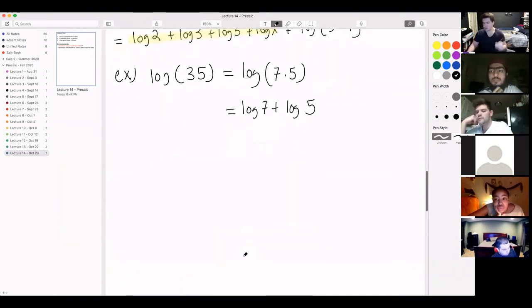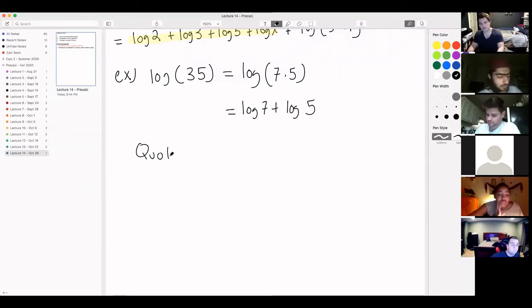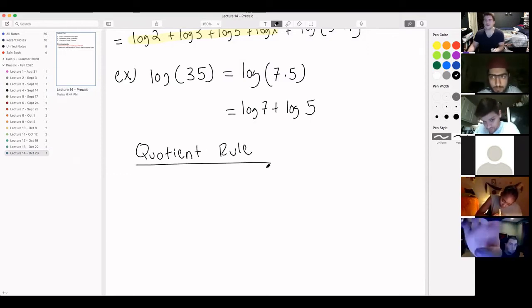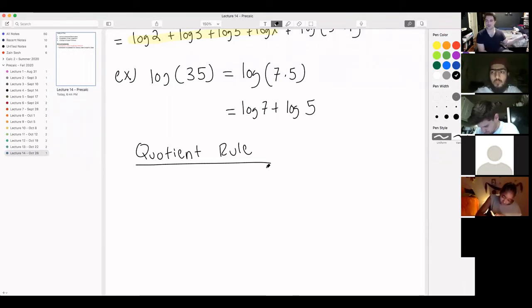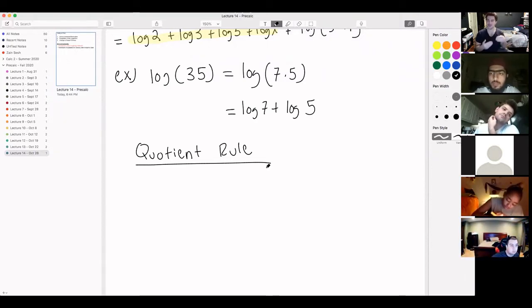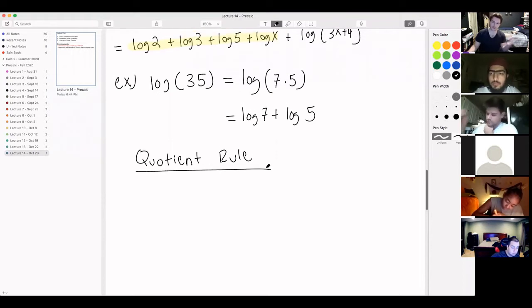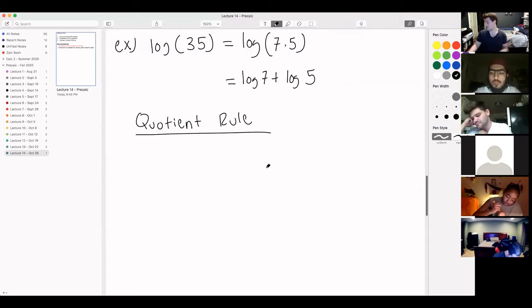So now we're going to move on to the quotient rule. We have a product rule, and we're going to have a quotient rule as well. What you'll notice is that these all follow our rules of exponents. There's always an analog to our exponent rules, because exponentials and logarithms are inverses of each other, so you would expect that. We have the product rule of exponents, the quotient rule of exponents, and now their accompanying analogs in logarithms. So that's the intuition.